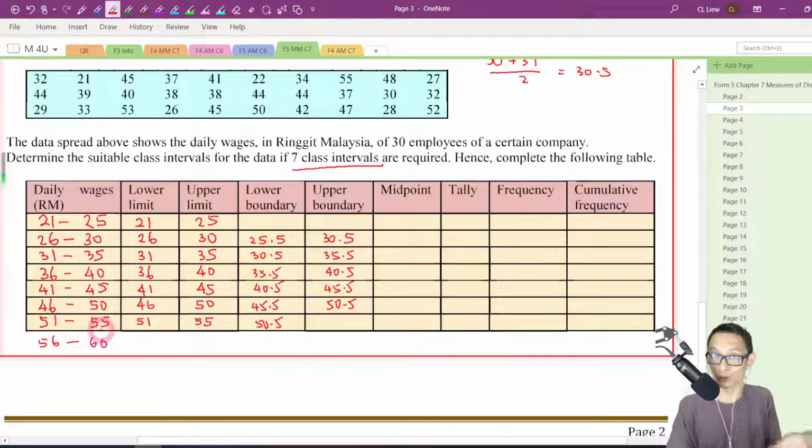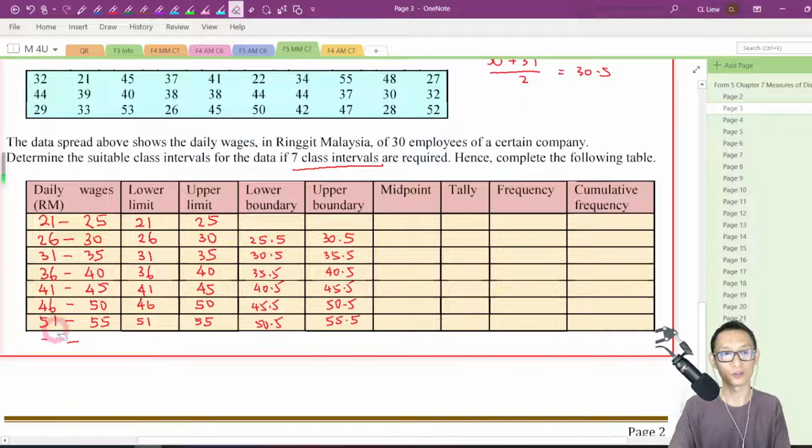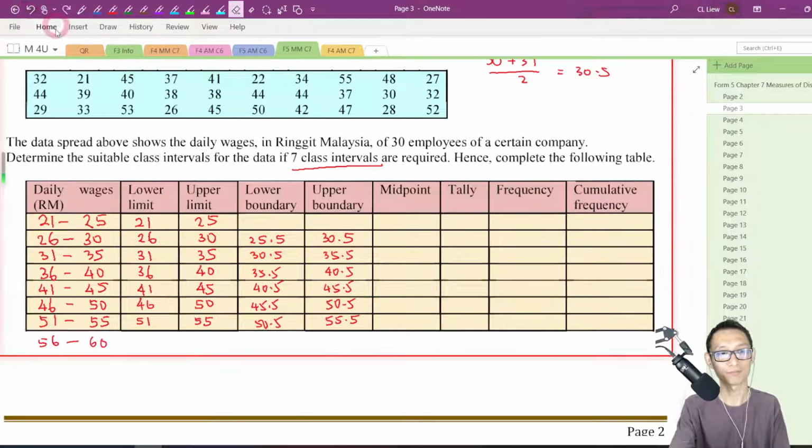So now I think it should be no problem how to get the upper boundary. Take 55 plus 56 divided by 2, which will be 55.5. Okay, this is a way to determine the lower boundary and upper boundary. Now, let's go back to the first class interval. Let me just keep this one.